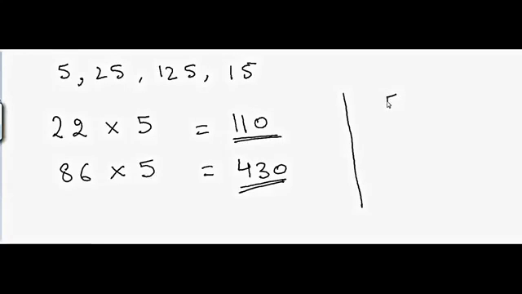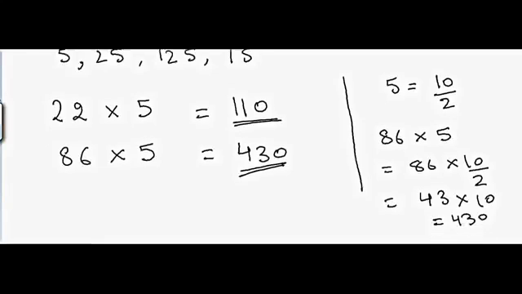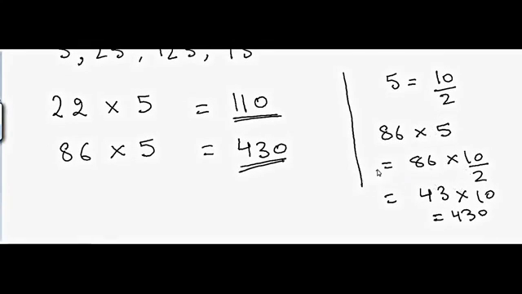So 5 is equal to 10 divided by 2. So in a way, if I multiply 86 by 5, that is equal to 86 into 10 divided by 2. So that will be equal to 43 into 10, which is 430. As you can see, this is nothing new, and most people already know this, but we don't remember this concept when we are doing calculations in the exam or in the market. So it's very handy if you remember this kind of concept.